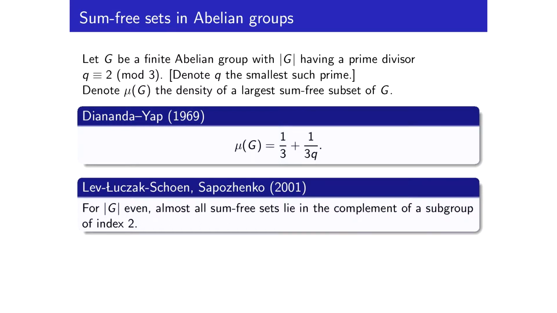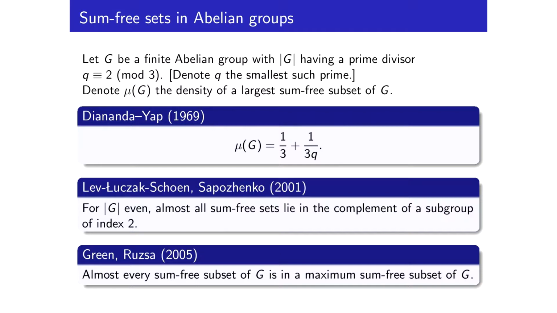And the structure describing almost all sum-free sets for such groups where q is equal to 2 was done by Balogh and Schacht. They proved that if the order of a group is even, then almost all sum-free subsets lie in the complement of the subgroup of index 2. So you can just think of Z_2n: the evens are a subgroup of index 2, the complement is the odds, and this says that for such groups almost all sum-free subsets are subsets of the odds, and like Conlon-Gowers this was true for other groups as well.